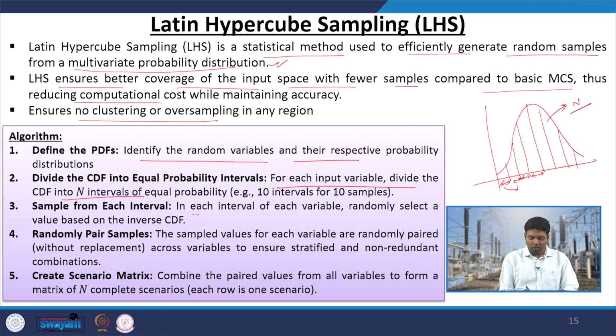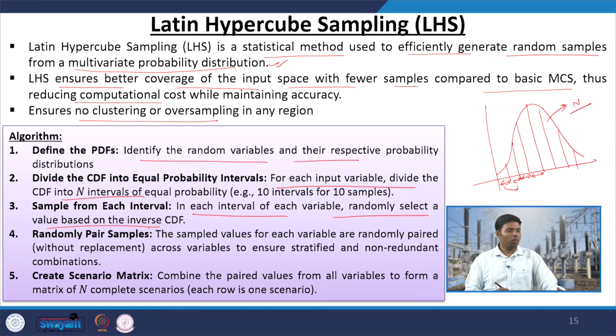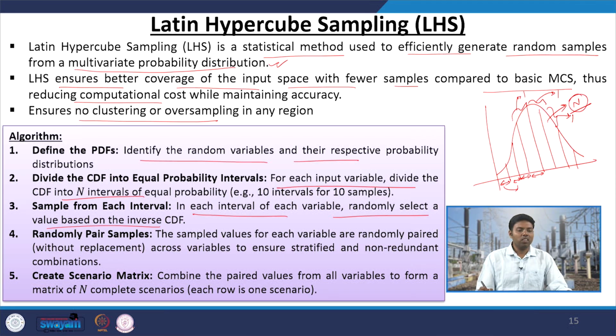Now, from each interval randomly select a scenario by inversing the CDF, the same thing we did for the Monte Carlo. So, from this interval, let us say you will take only one randomly. From this interval you will take one, from this interval also you will take one. So in total, if you have n intervals, you will get n scenarios, and this n is very much lesser compared to your Monte Carlo simulation.